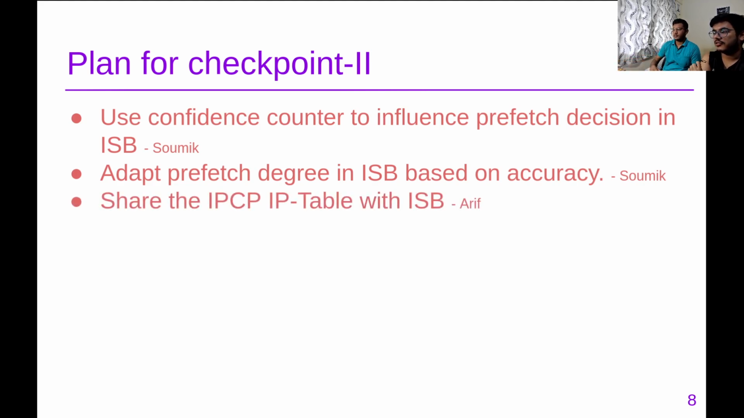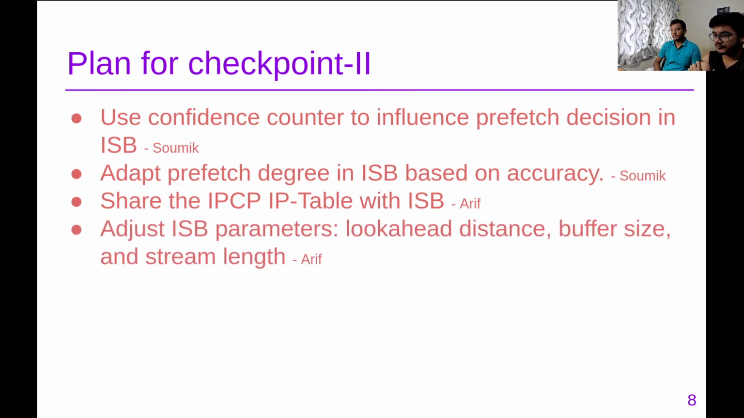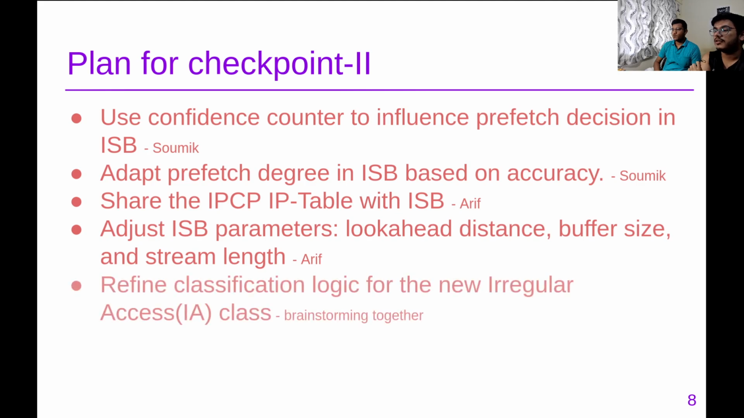Also, since we are making it a single prefetcher, we can reuse the IPCP IP table with ISB to store the various IPs and the last seen addresses which ISB needs. There are also some ISB parameters, like the lookahead distance, the current buffer size for ISB, and the length of the stream being currently tracked, the length of the temporal stream. We can adjust these parameters and see what happens. We also need a refinement of the classification logic for the irregular access class. Yeah, that will be all.